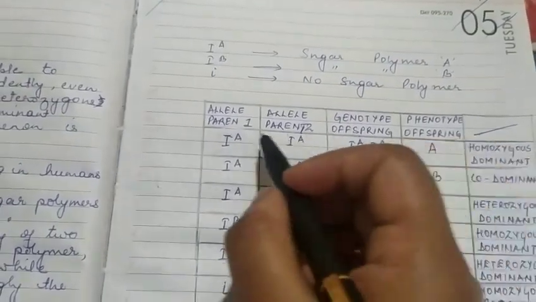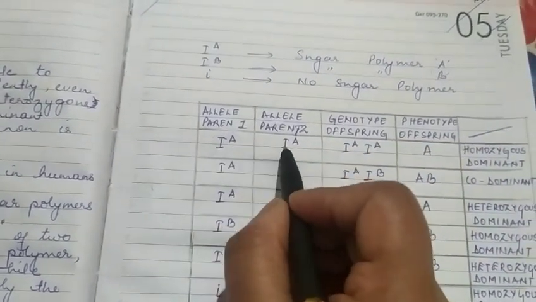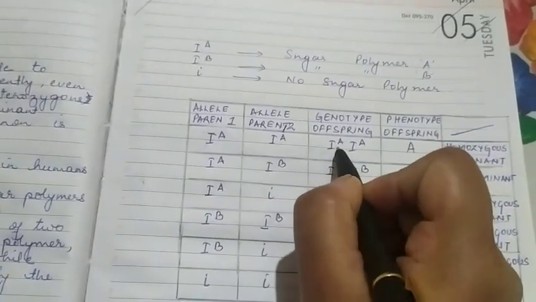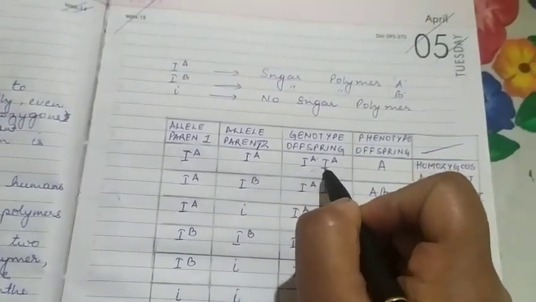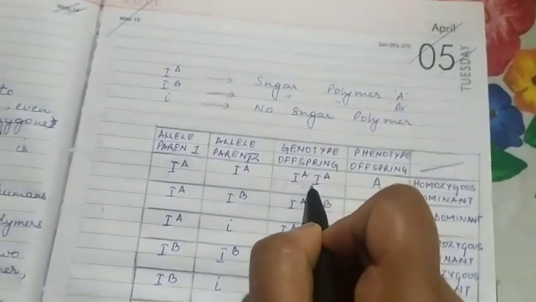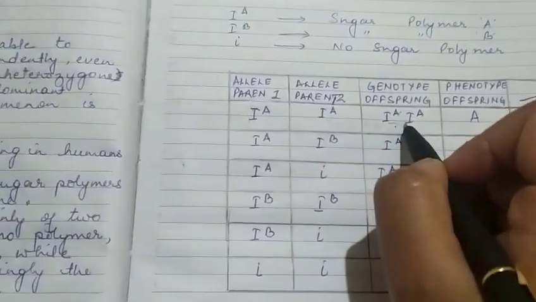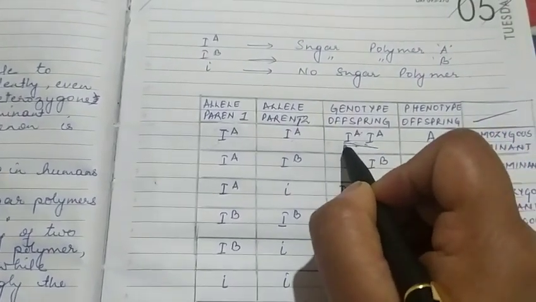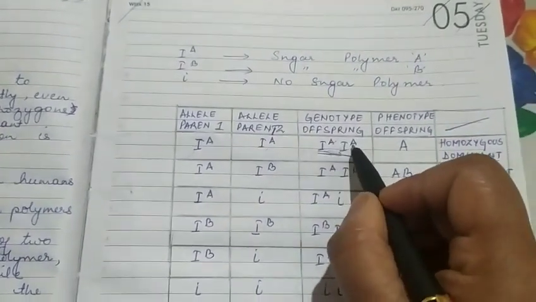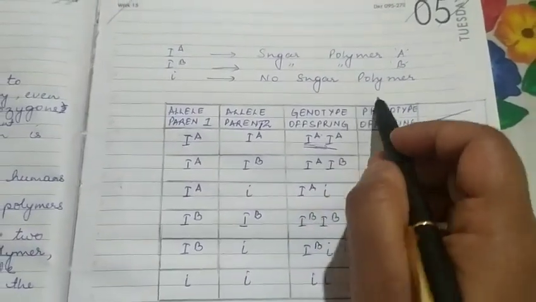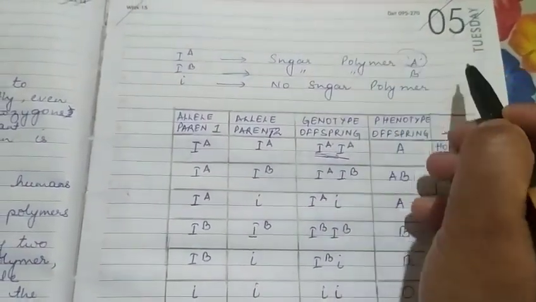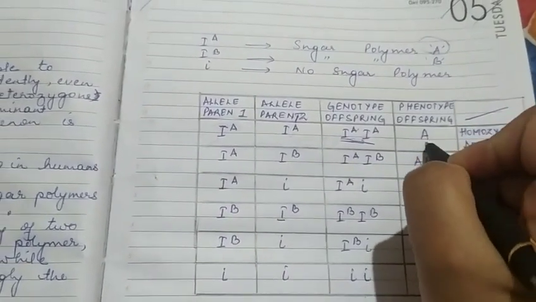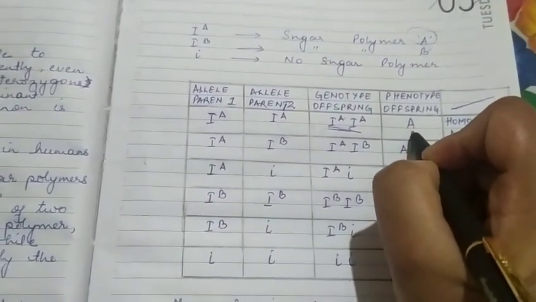In the offspring, what happens? These two gametes fuse together. So the offspring becomes IA, IA. In the offspring, these two alleles for the gene I come together. When these two come together, IA is very much responsible for formation of polymer A. So that offspring will have A type of blood group.